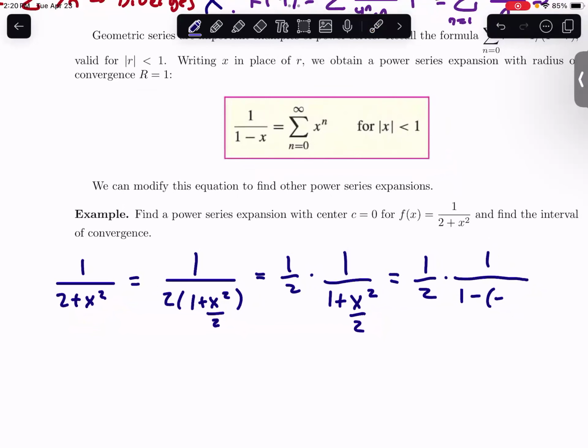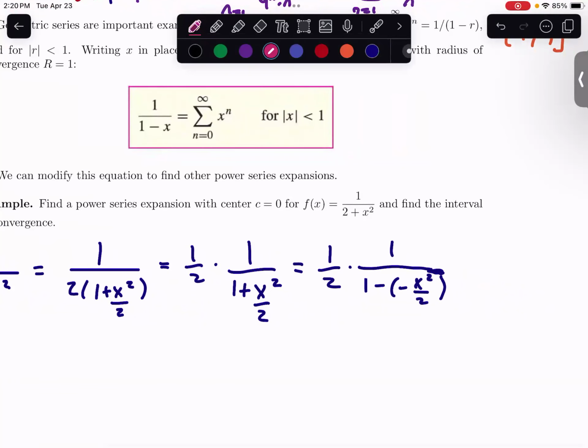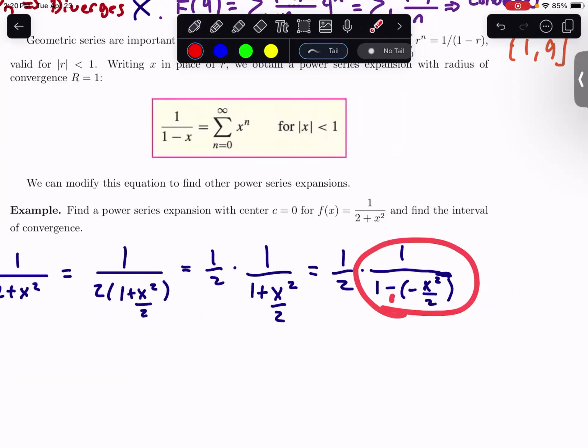Okay, and so we can rewrite 1 plus x squared over 2 as 1 minus x squared over 2. And so why do we want to do this? Now, if we do a little bit of a substitution or a change of variables, like we do for integration, we'll end up getting a function that looks exactly like this, 1 over 1 minus x.